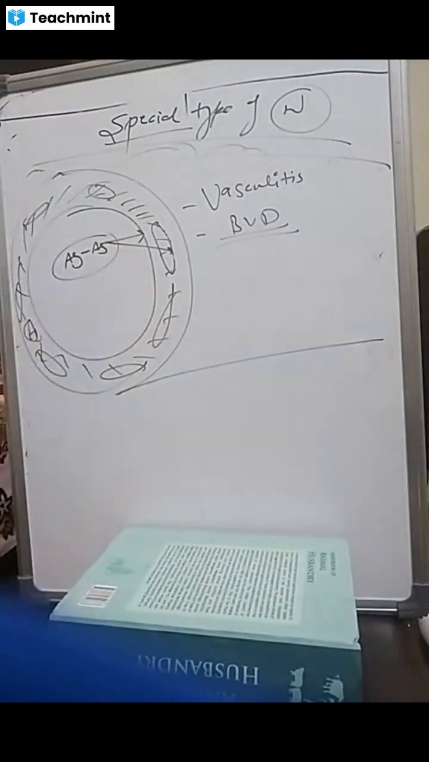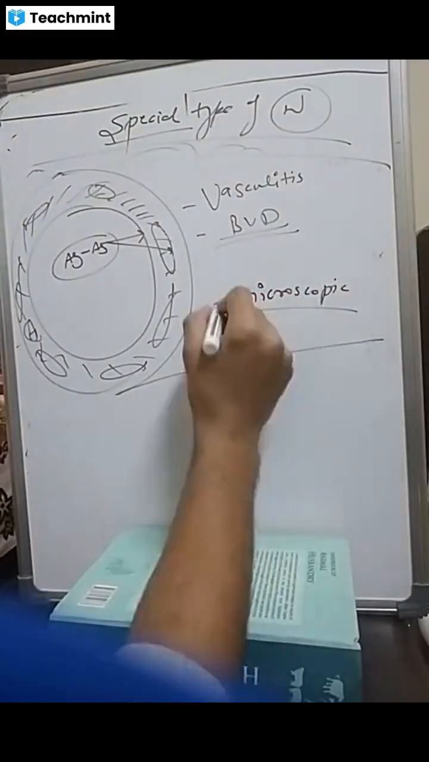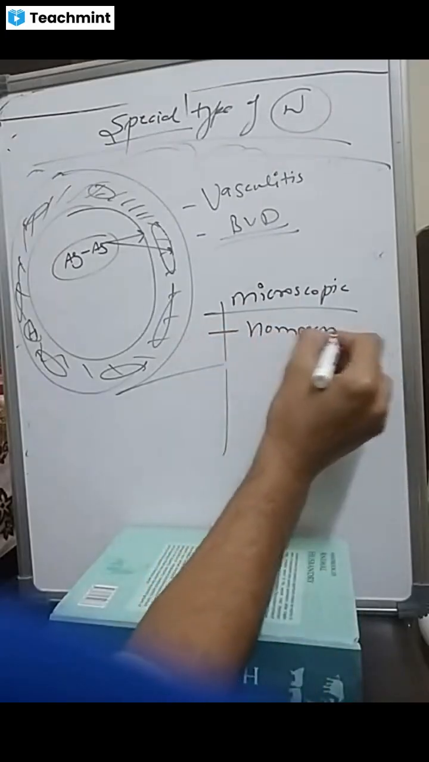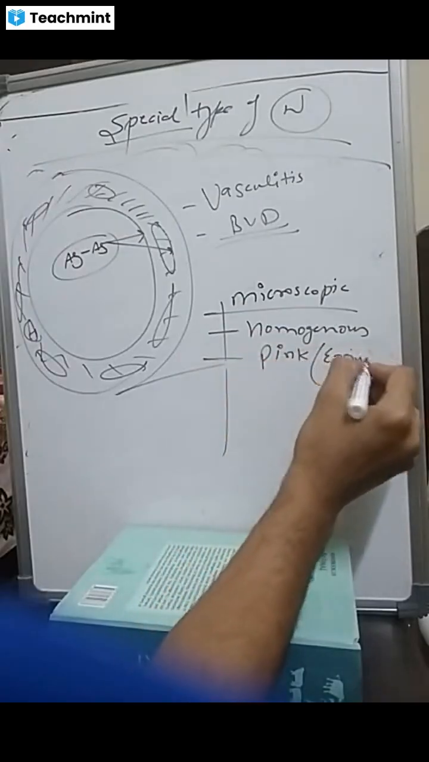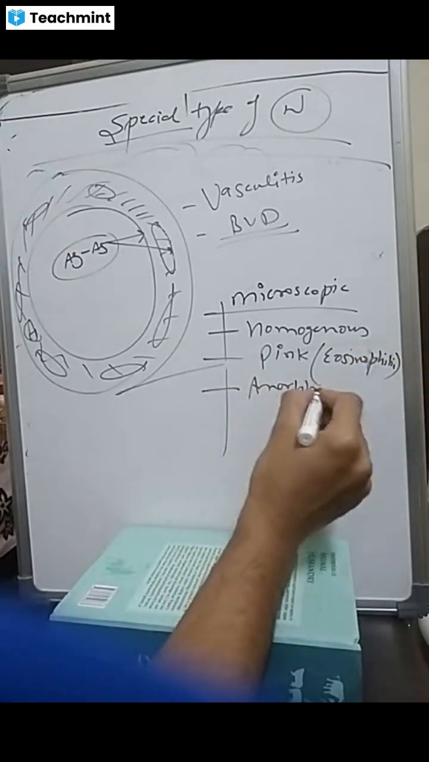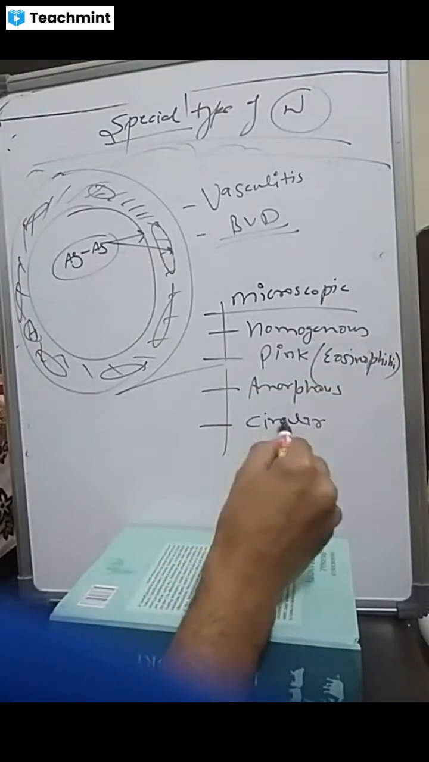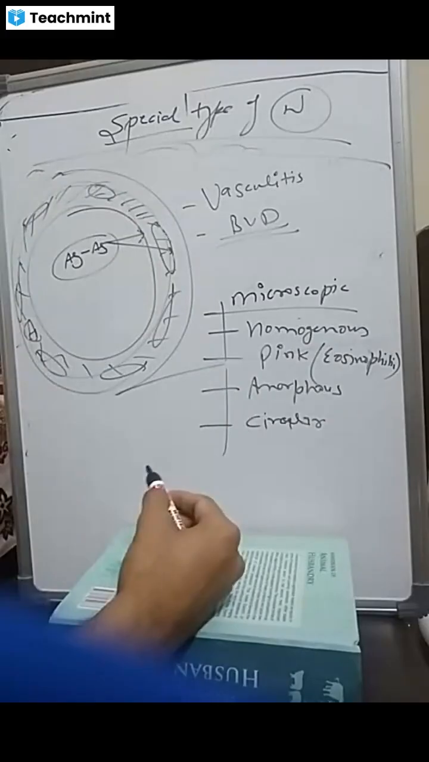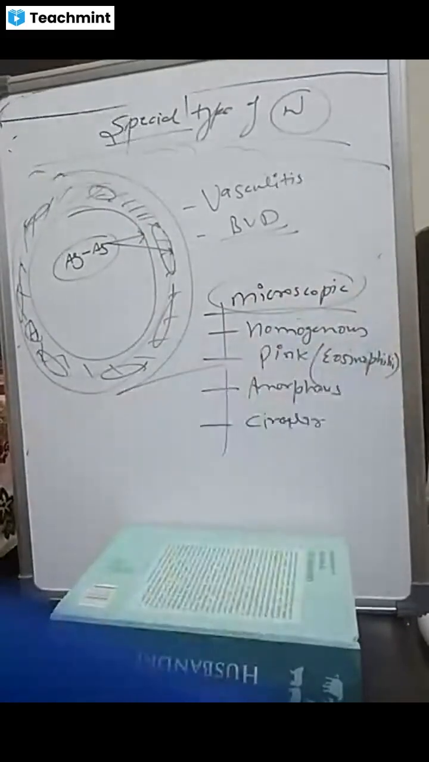And on microscopic, you will see homogeneous pink color. Pink means eosinophilic, amorphous, concentric, circular, like circular, amorphous, homogeneous morphology. This is the microscopic.